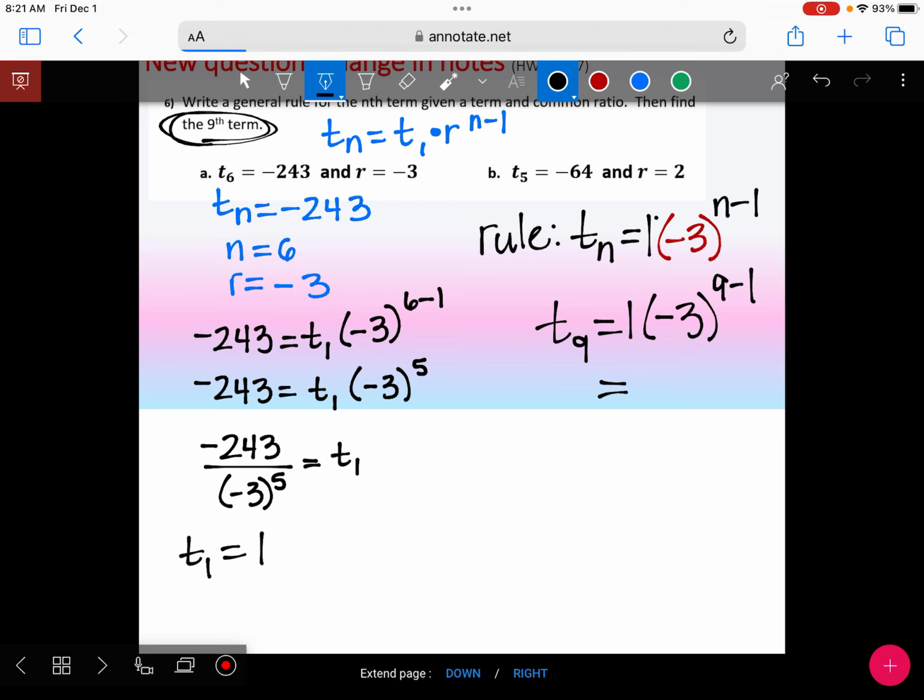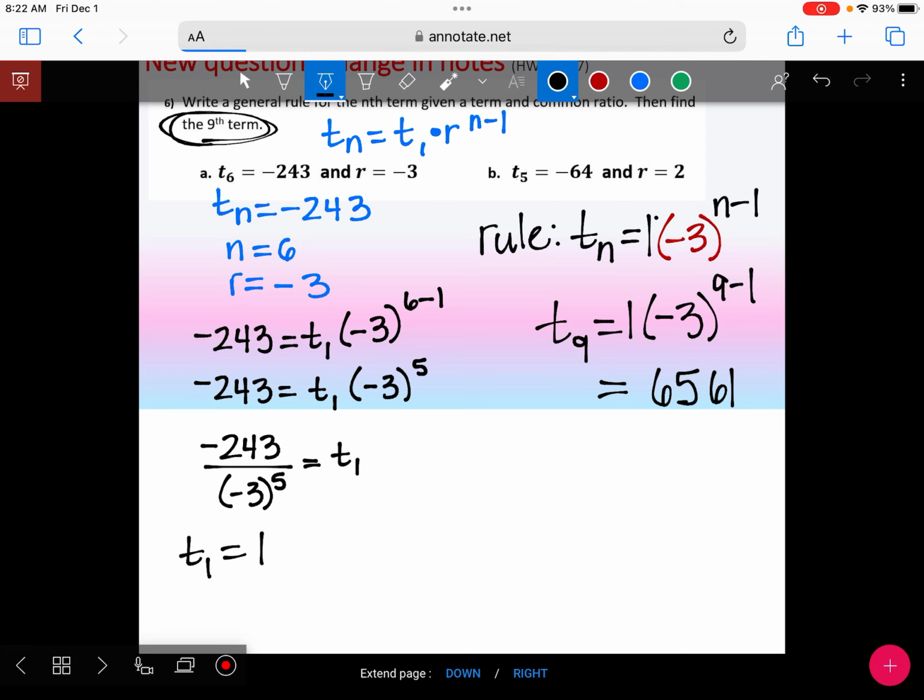And what did you all get? You have to put the negative. So what did you all get? Positive or negative? Yeah, it should be positive because you're taking negative 3 to the power of 8. And the negative to an even power is positive.